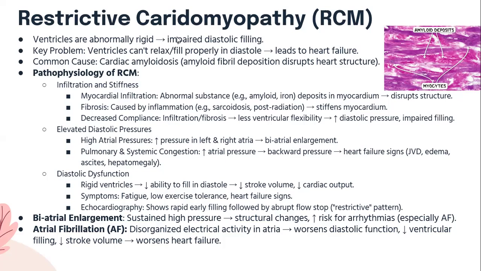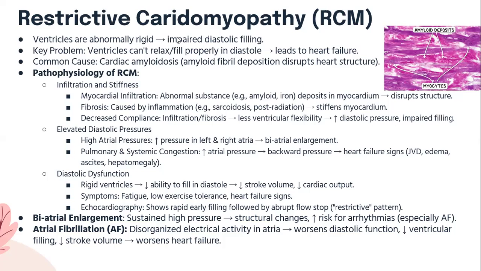So due to the high pressure within the ventricles during diastole, the atria must generate increased pressure to push blood into the ventricles. Over time, this sustained pressure overload leads to structural changes in the atrial myocardium, resulting in biatrial enlargement and atrial fibrillation and deterioration.